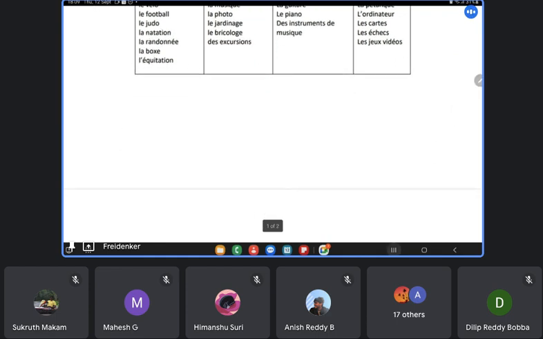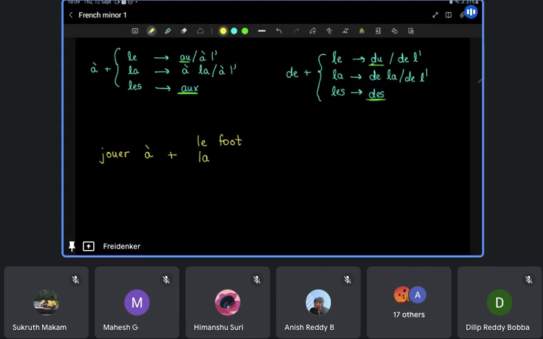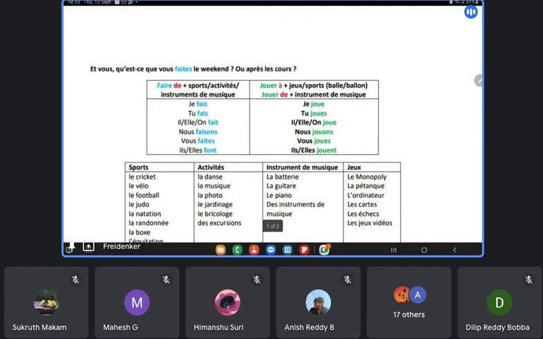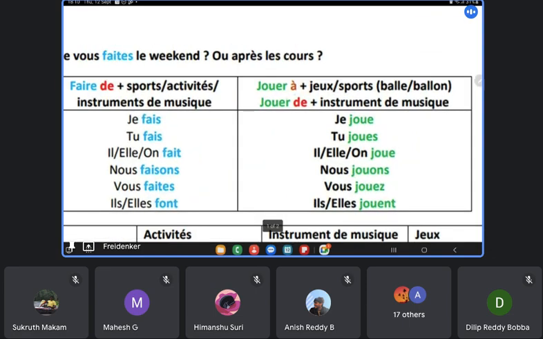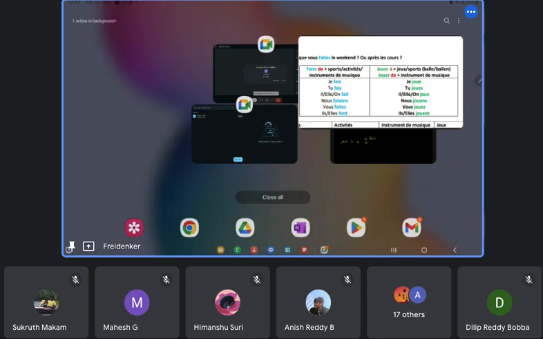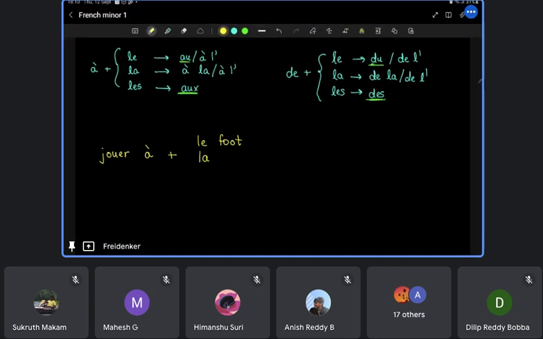Fine, because usually jouer is, by definition, look at the definition here. When you want to use jouer, you need games and sports which have the ball. And when you're using jouer, you need to use musical instruments there. And faire can take anything. It can take sports, activities, and musical instruments. It can take any one of those. I can't think of a ball game which is feminine, so I'll leave this example.